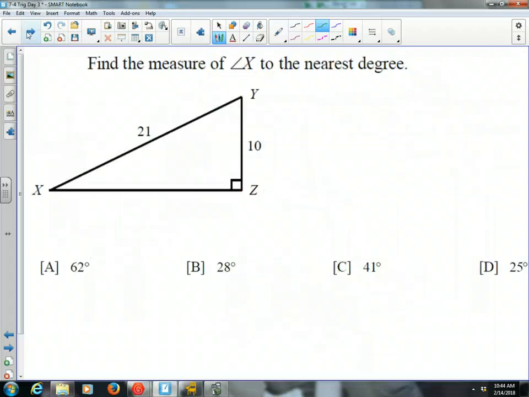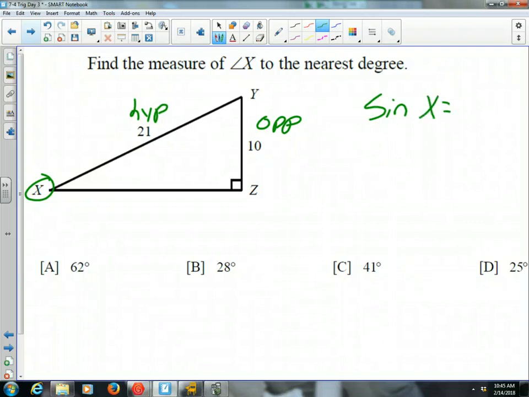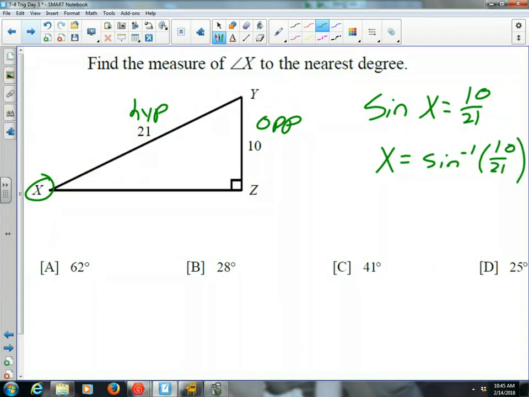Last one. Why don't you guys pause the video and try this one on your own? You circled X when you tried this on your own, and you said opposite and hypotenuse is the sine function. So you use the sine of angle X equals 10/21. And then you took the inverse sine of 10/21 in your calculator, and you got 28.44 degrees. So that's what you should have got when you did that on your own.